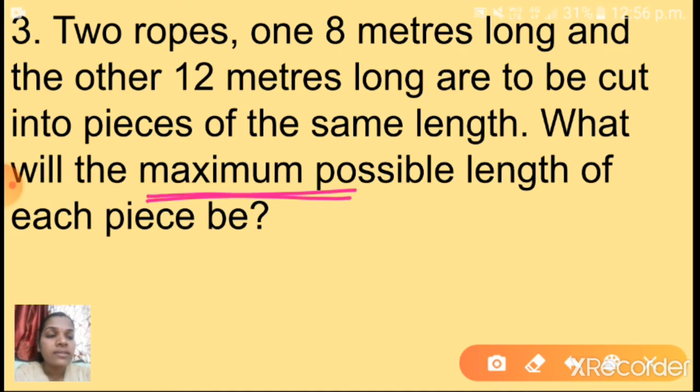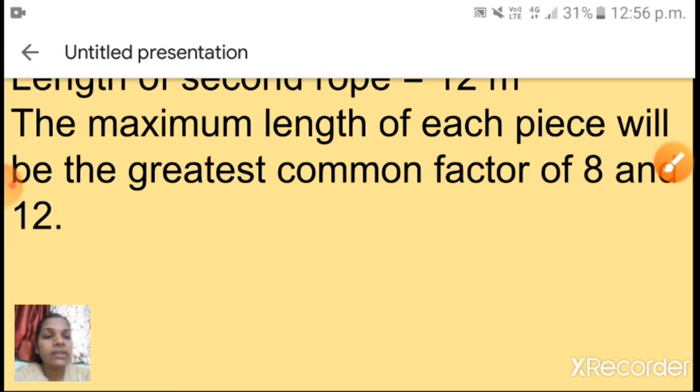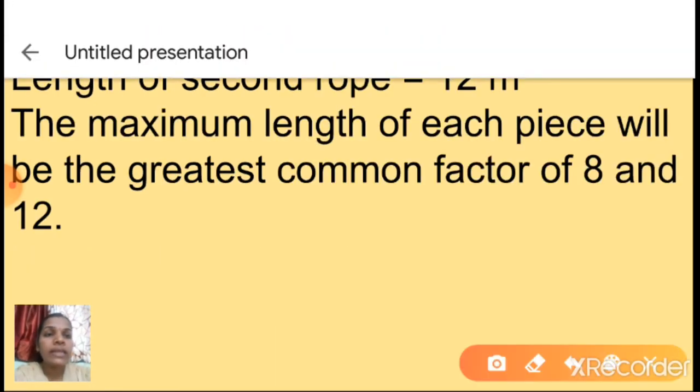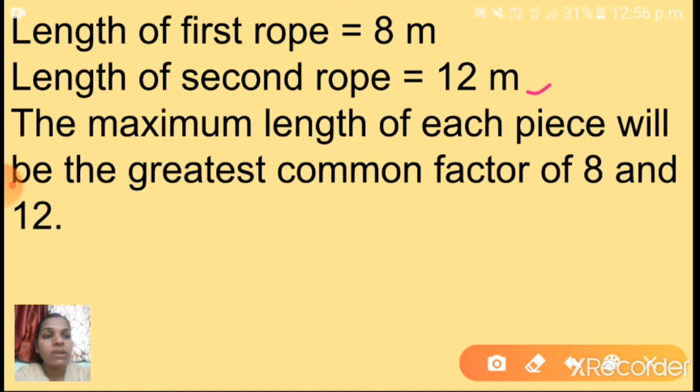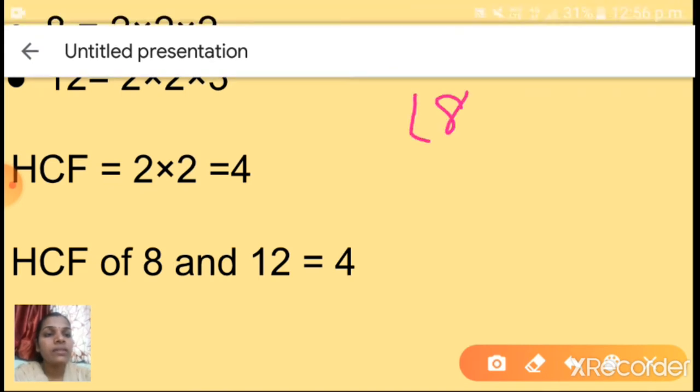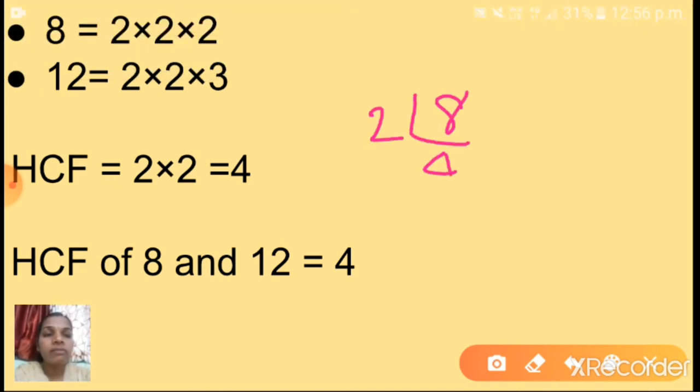Are you ready, children? See, the first statement I have written. The length of the first rope is 8 meter, the length of the second rope is 12 meter. So the maximum length of each piece will be the greatest common factor, that means the highest common factor of 8 and 12. Next, the prime factors of 8. Yes, 2. How many 2s are 8? 4. And next, 2, 2. So 2 is a prime number, we will stop now. So the prime factors of 8 are 2 into 2 into 2.